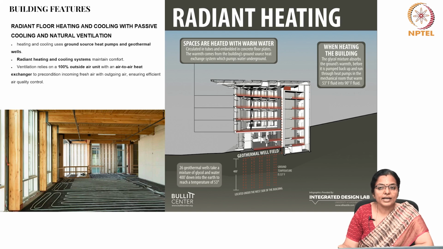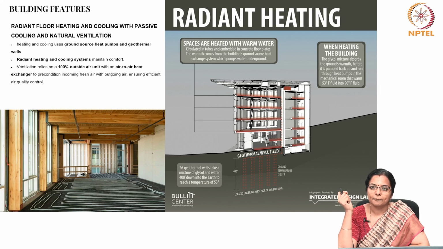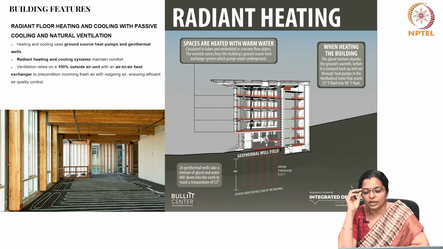The third is radiant floor heating and cooling with passive cooling and natural ventilation. We have seen this system over and over again and it is a very effective system. Heating and cooling uses ground source heat pumps and geothermal wells. Radiant heating and cooling systems maintain comfort. Ventilation relies on a 100% outside air unit with an air-to-air heat exchanger to precondition incoming fresh air with outgoing air, ensuring efficient air quality control.